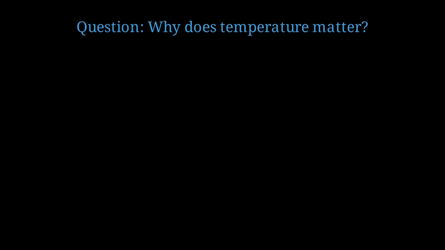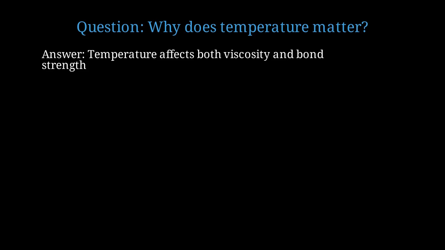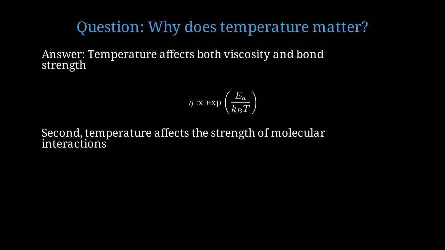Let's ask another important question. Why does the temperature of cheese dramatically affect its stretchiness? The answer has two parts. First, temperature affects the viscosity of the protein network. Higher temperature means faster molecular motion and lower viscosity. Viscosity is proportional to the exponential of activation energy divided by k_B T. As temperature increases, viscosity decreases exponentially. Second, higher temperature provides more thermal energy to break the weak bonds holding the protein network together. This makes the network easier to deform.